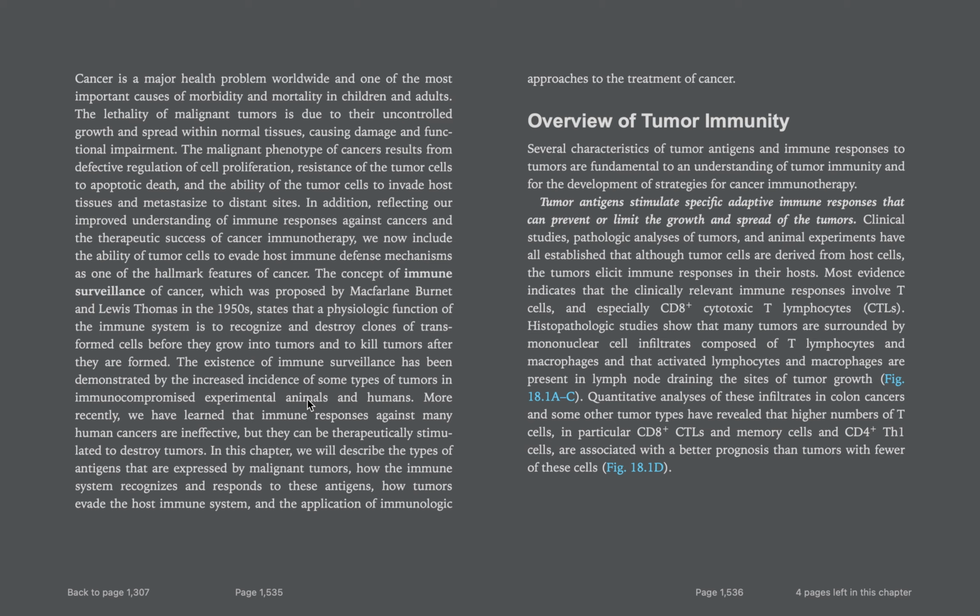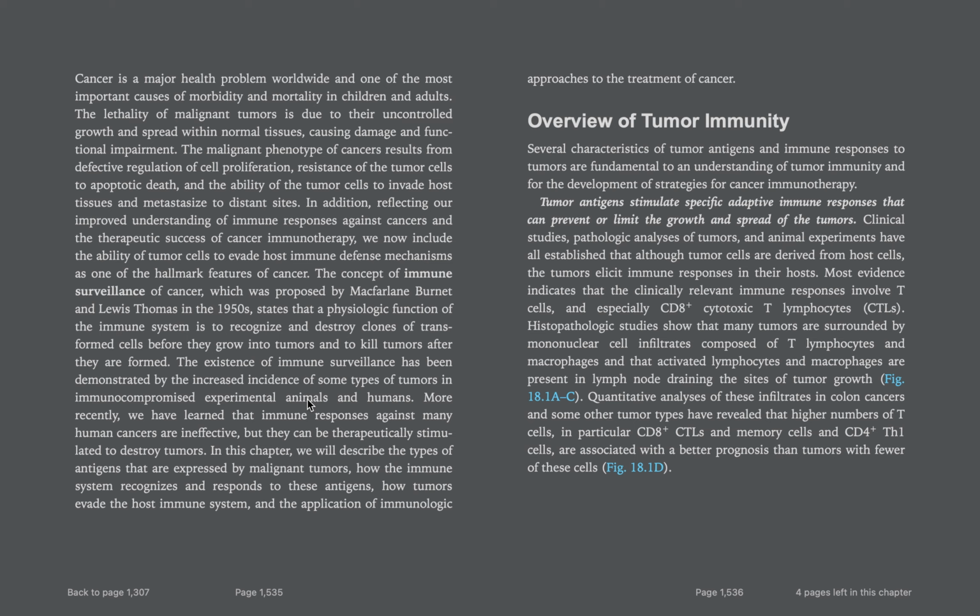In addition, reflecting our improved understanding of immune response against cancer and the therapeutic success of cancer immunotherapy, we now include the ability of tumor cells to evade host immune defense mechanisms as one of the hallmark features of cancer. The concept of immune surveillance of cancer, which was proposed by Macfarlane Burnet and Lewis Thomas in the 1950s, states that a physiologic function of the immune system is to recognize and destroy clones of transformed cells before they grow into tumors and to kill tumor cells once they are formed.